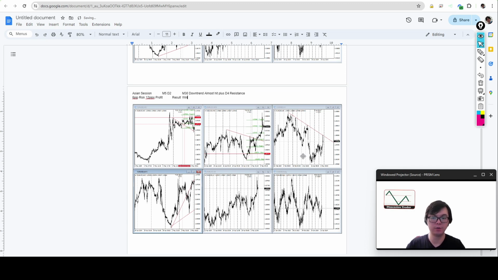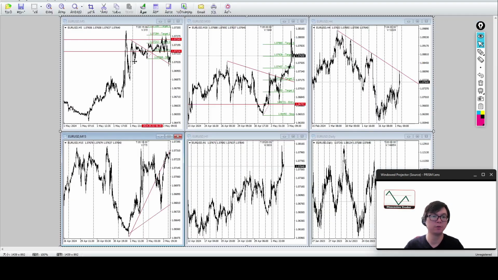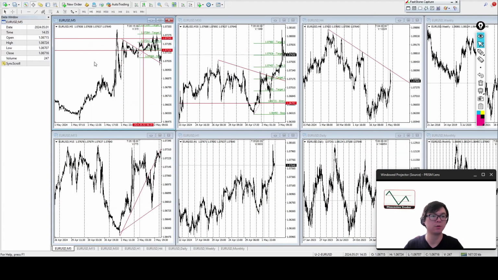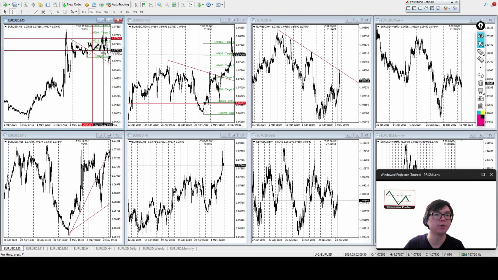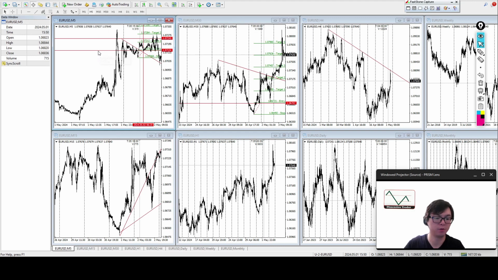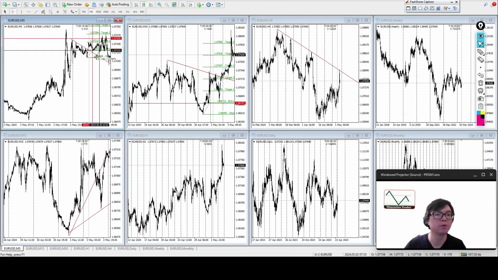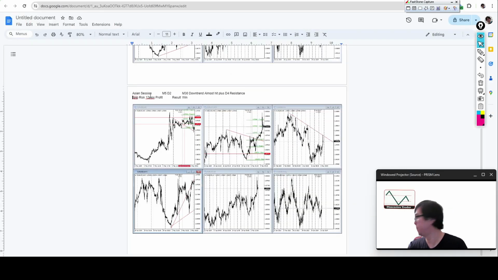So this trade, if we take this trade, it's going to be 6 pip risk. Yeah, 1 to 2, 6 and 12. So it's going to be 6 pip risk, 12 pip profit. Result is going to be break even. Okay.